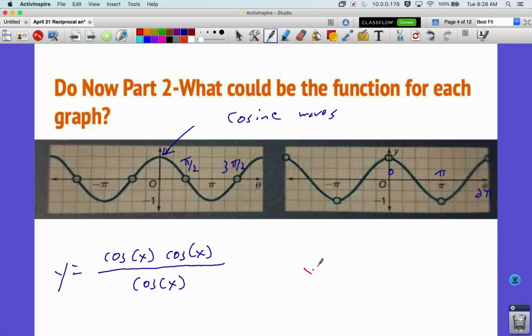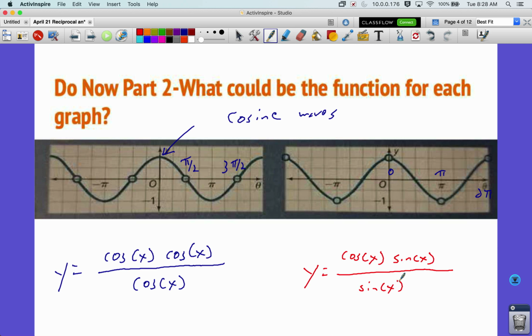All right, let's try the same with this one over here. I've got to put a cosine of x on the top, but I need a function now that evaluates to 0 at 0, pi, 2 pi, and that function, you might remember, is sine.